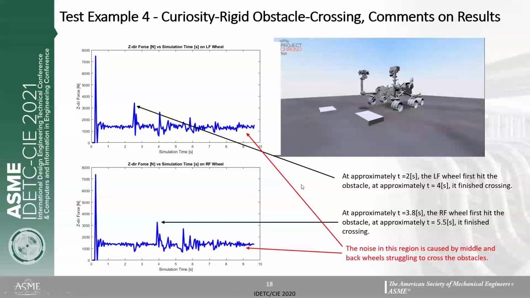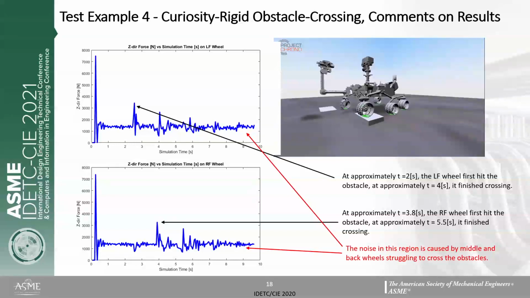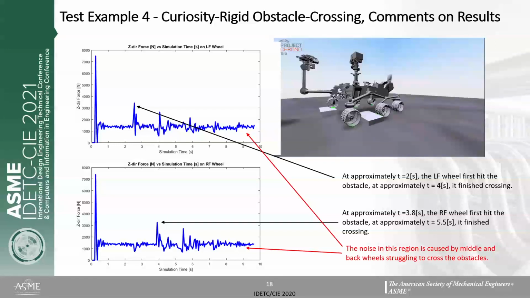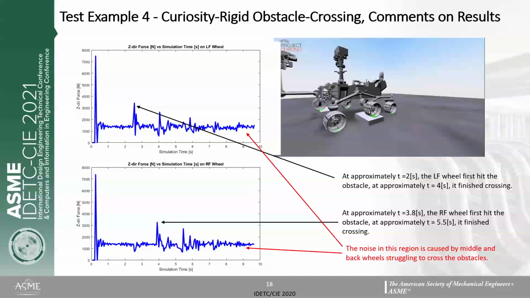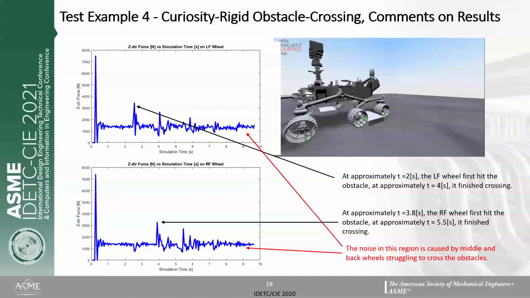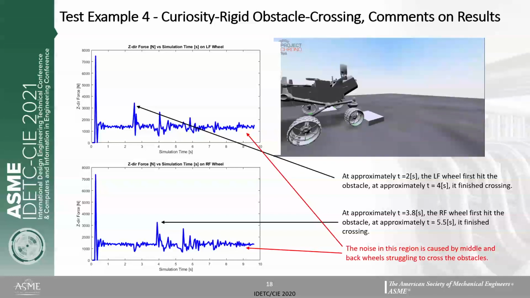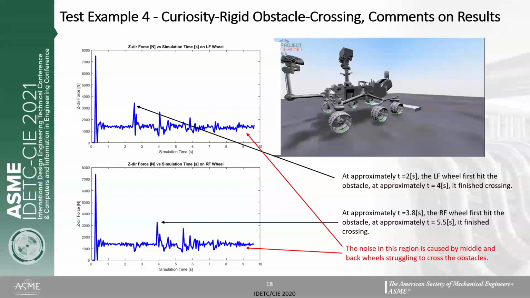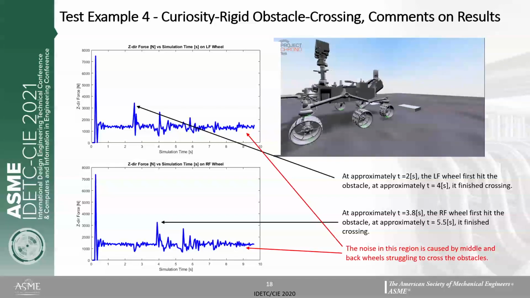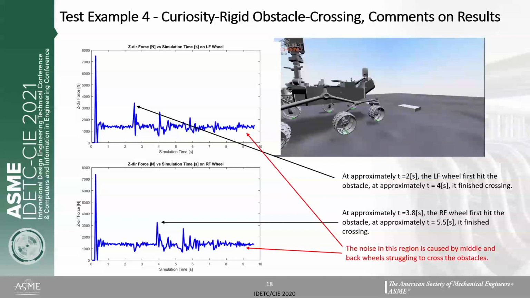This is another example testing out the Curiosity rover on rigid terrain. It is a very similar scenario. In this case, we use primitive rectangular-shaped obstacles. We see similar things, but this time we are plotting the z-directional force that we obtained from simulation on the left front wheel. We can see the left front wheel first hits the obstacle, and the right front wheel hits the obstacle later, and these two peaks are represented well.